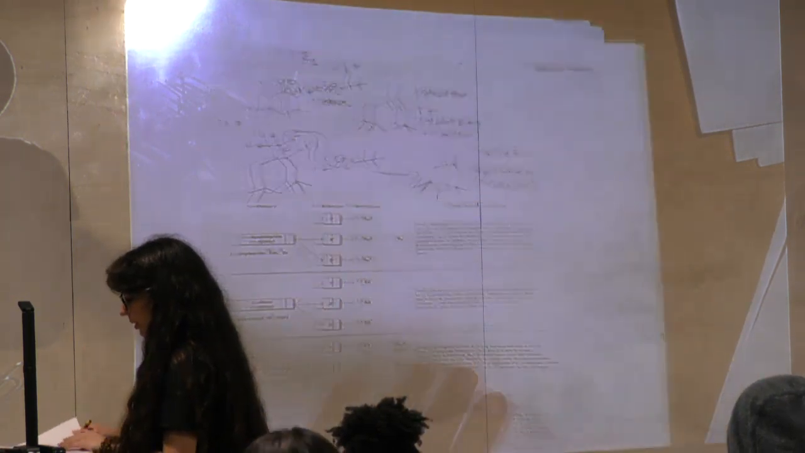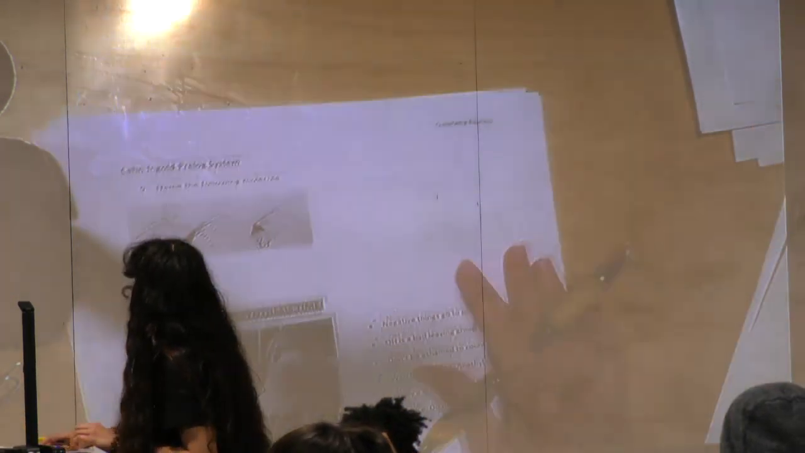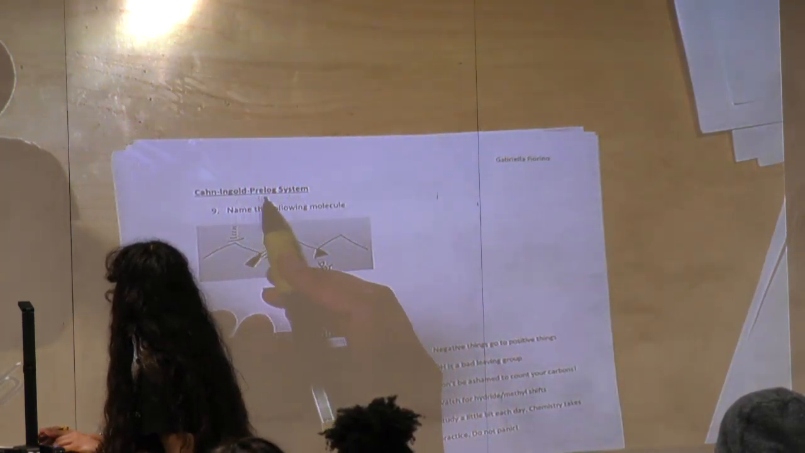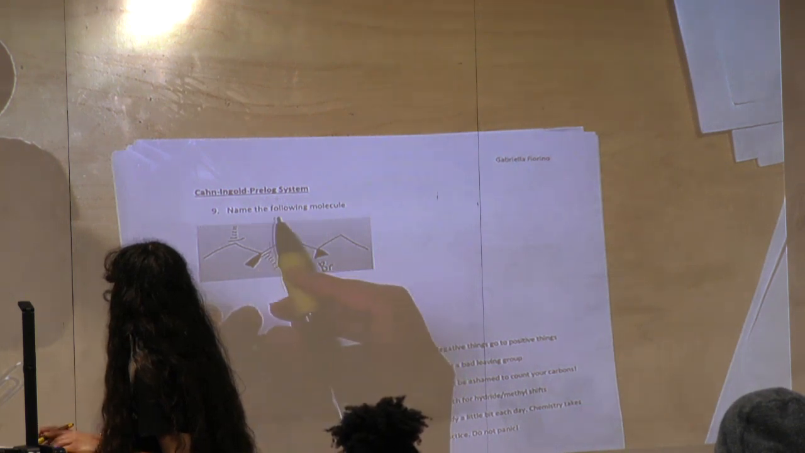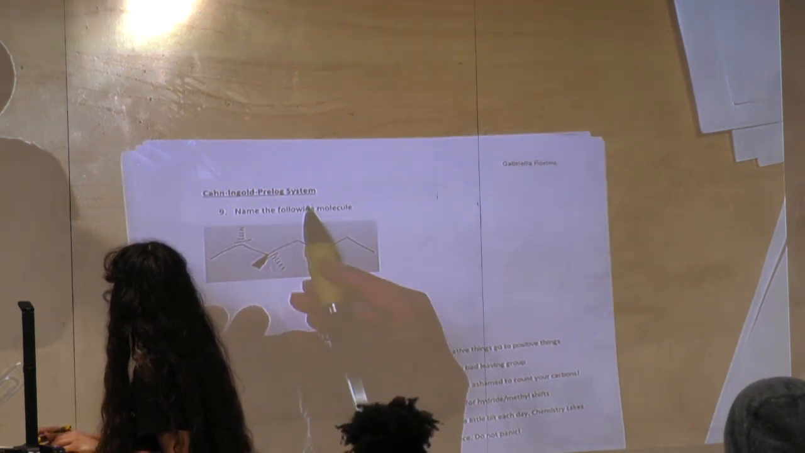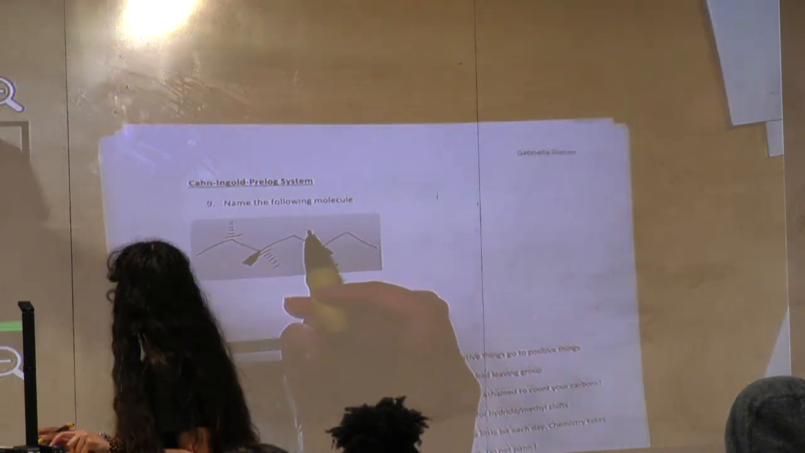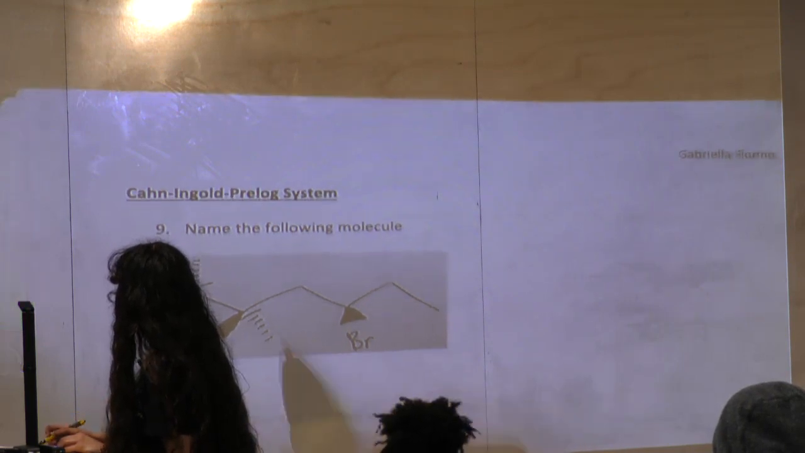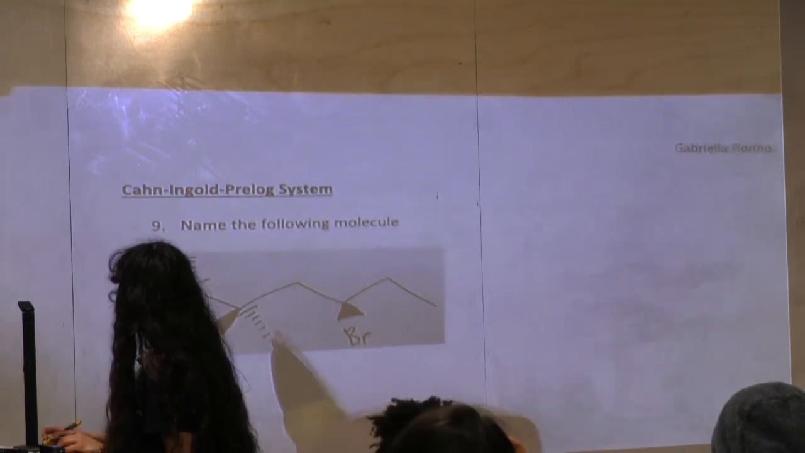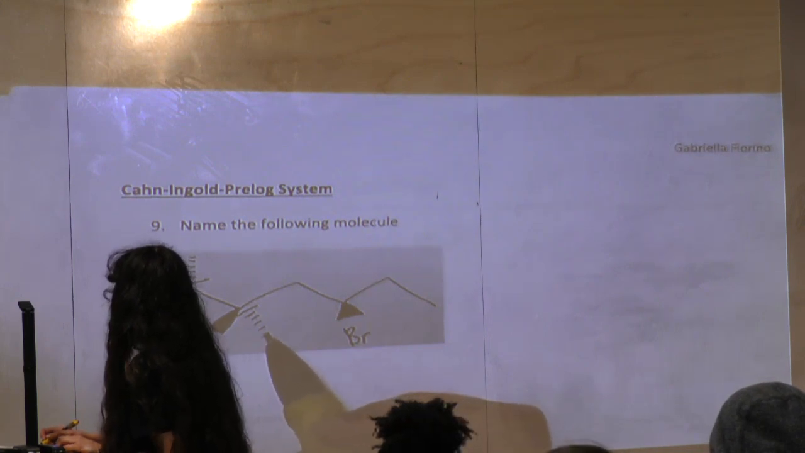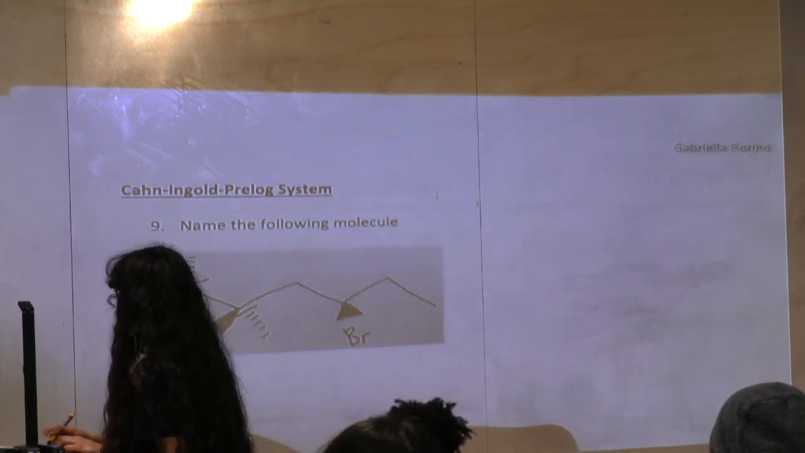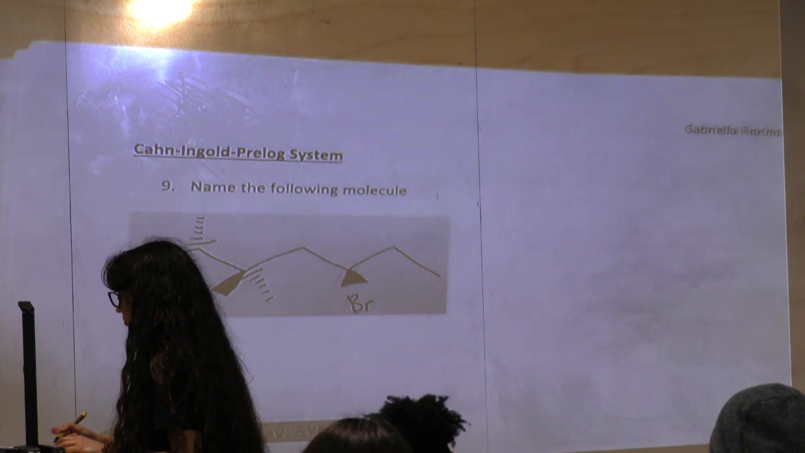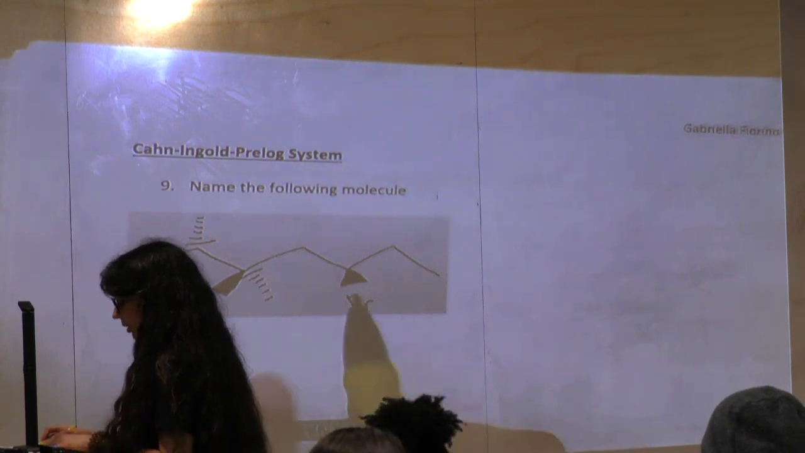I'm going to turn. So now we have the Cahn-Ingold-Prelog system. Don't be overwhelmed by that name. It's just naming. That just means we're using R and S systems. I'm going to make it big. So we assign R and S configuration only to chiral centers. So where are chiral centers in this molecule? Yeah, so this is our chiral center.